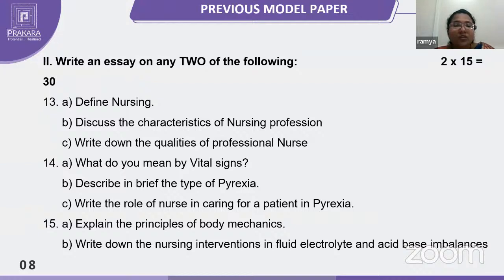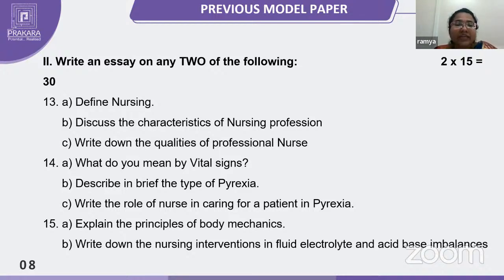Next, in question B, they have asked to describe briefly the types of pyrexia. So what are the types of pyrexia? They are hyperpyrexia and hypopyrexia. We will write the definitions of hyperpyrexia and hypopyrexia, and also we should write the causes, signs and symptoms, and some of the nursing responsibilities at the time of hyperpyrexia and hypopyrexia. Like that, you should complete the option.